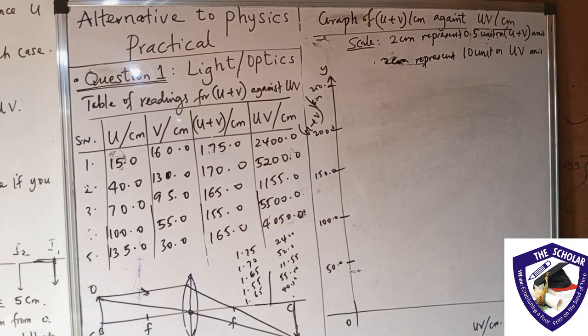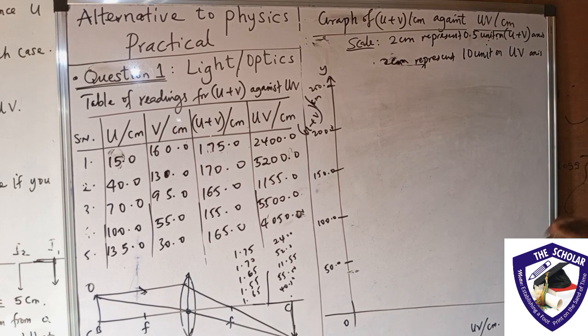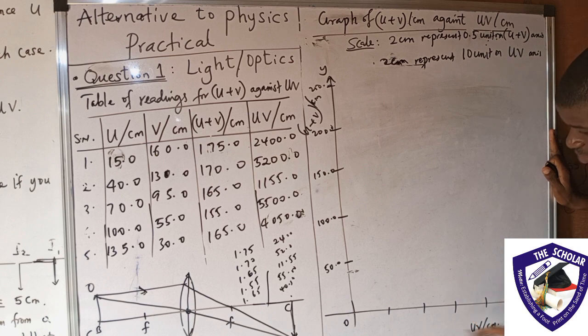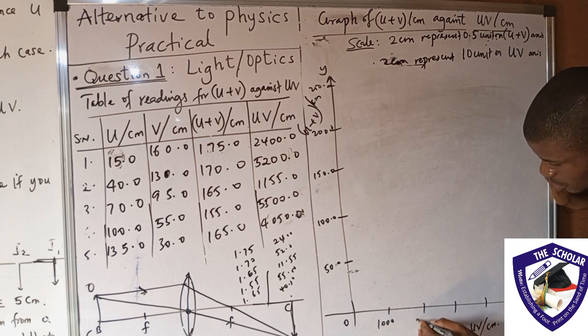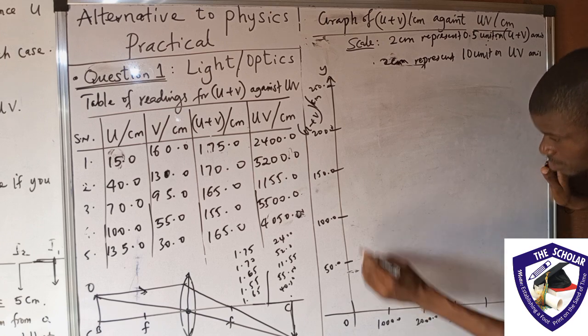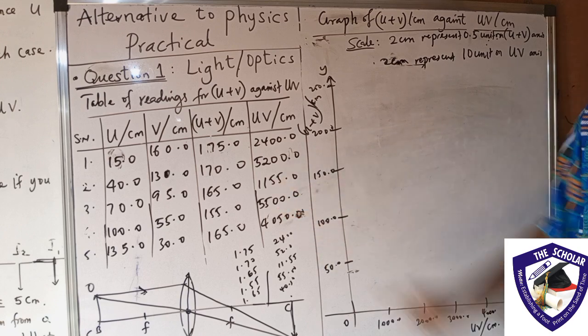Then going back to the horizontal axis, we said 10 units to 2 centimeters. So here just multiply by 100 back again to give us our normal units. So this is going to be 1, 2, 3, 4, 5. So this will be 1,000, 2,000, 3,000.0, 4,000.0, 5,000.0, and 6,000.0, which accommodates because the highest is 5,500. So you have everything intact.